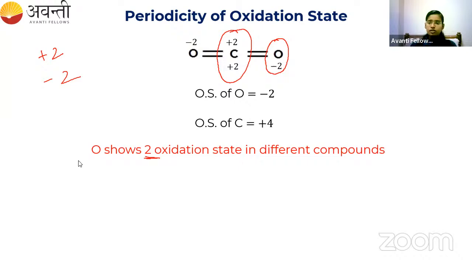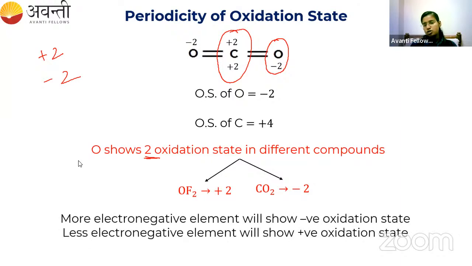If oxygen is bonded with fluorine, it will have a positive oxidation number, because fluorine is the only element which is more electronegative than oxygen. So if it is bonded with fluorine, oxygen will lose the electron and have a positive oxidation state. In all the rest of the compounds, oxygen will have a negative oxidation value. In the case of carbon dioxide, we have -2, right? So the more electronegative element will show a negative oxidation state and the less electronegative element will show a positive oxidation state.